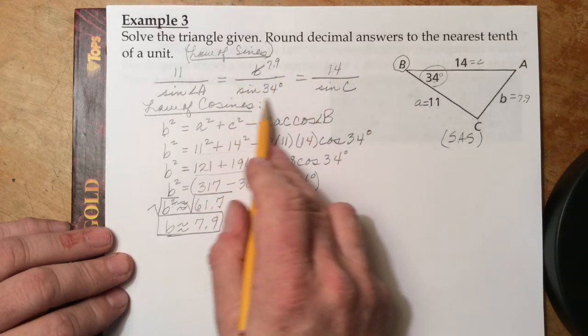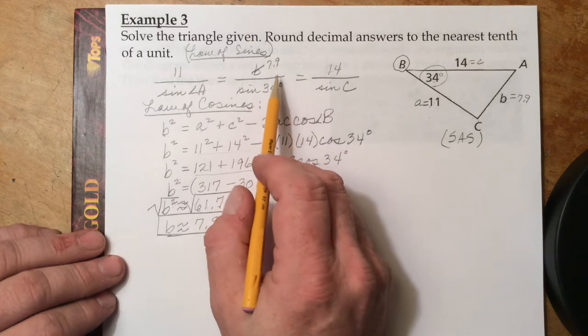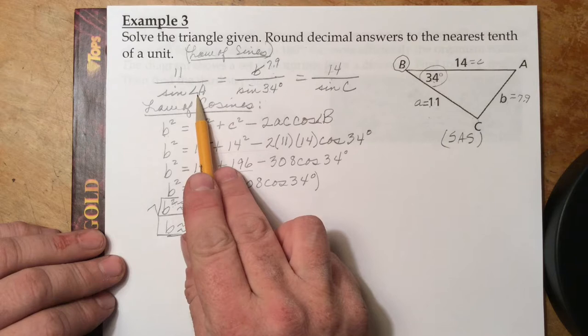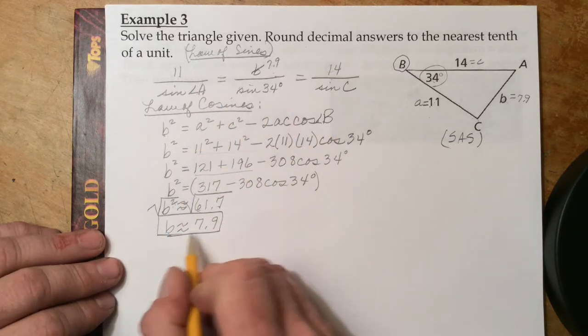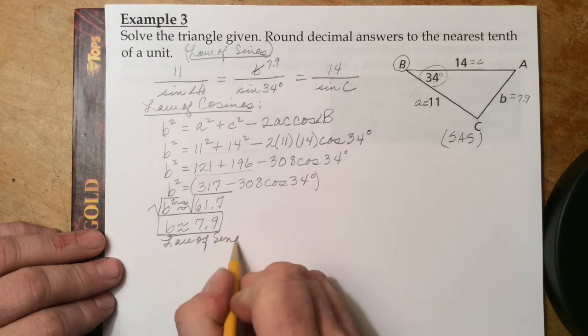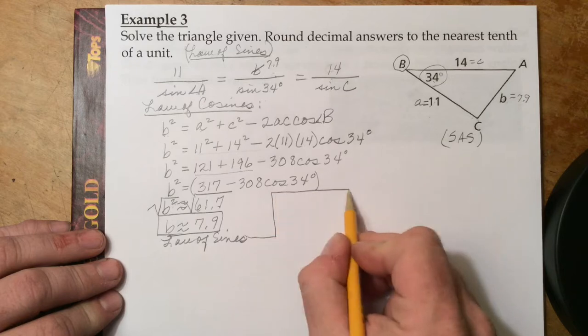Now we have one of our ratios in the law of sines. We have both the numbers, so we can use this one with one of these others to find either angle C or angle A. After we do that, then we can simply use the triangle angle sum theorem to find the remaining angle. So next, we're going to use the law of sines at this point, and I'm going to bring this up here.